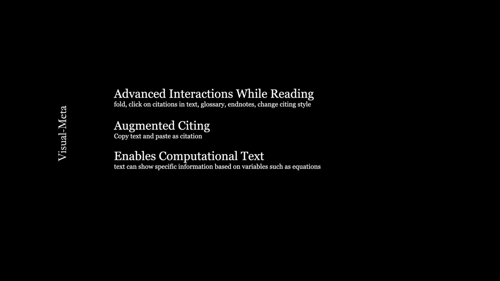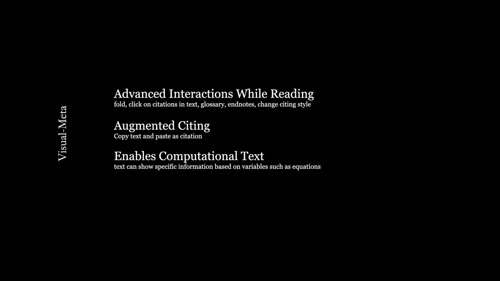The key benefits of Visual Meta are advanced interactions while reading. This includes folding the document into an outline, clicking on citations in the text to see full reference information, access to glossary, endnotes, and potentially even changing citation style from one academic format to another.